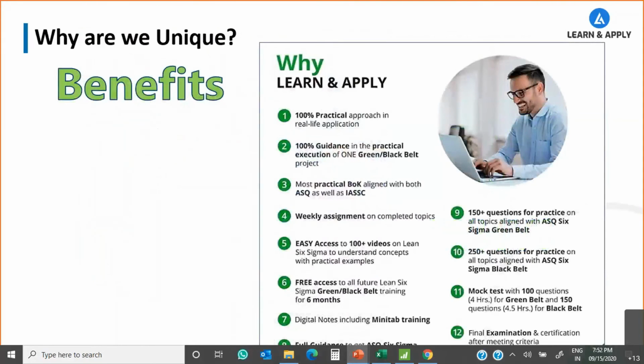And these are the multiple supports we are providing. We provide lifetime support for Six Sigma question and answer, as well as project support and everything, with 100% guidance in practical execution. We have the most practical body of knowledge, aligned with the ASQ, American Society for Quality, and the International Association of Six Sigma certifications, and it is actually more than that. If you compare these two certifications, our content is more practical and more comprehensive than both organizations.